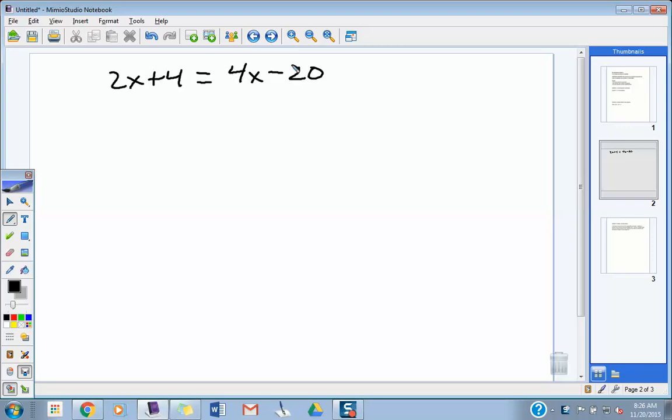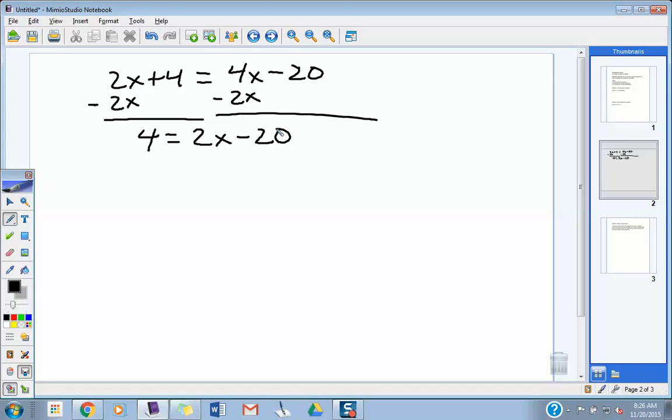Chelsea, you got it? Say it one more time. Okay, I can subtract 2x. All right, so let's do that. Let's see what happens. I could have also subtracted 4x, as long as I get the variables to one side. Doesn't make any difference. So in this right here, the 2x's would cancel, right? You got 4 on the left, and on the right, what did you have? 2x minus 20?